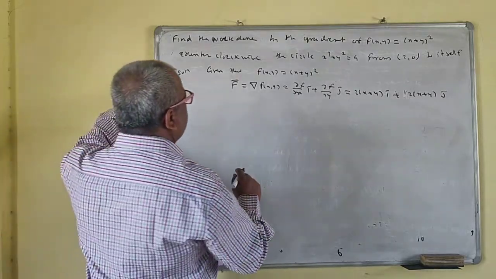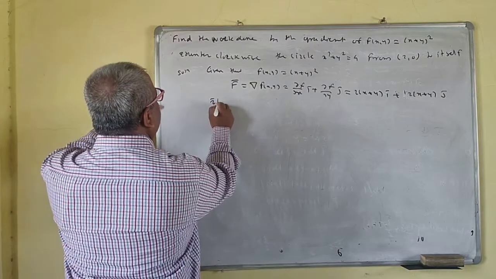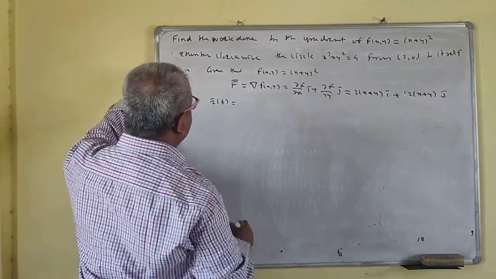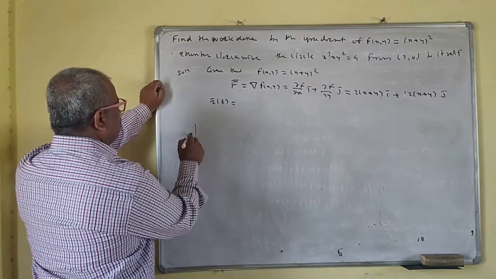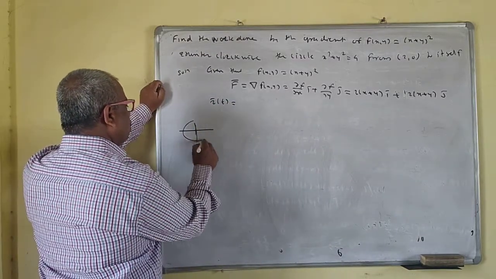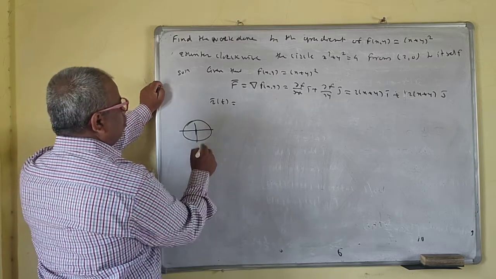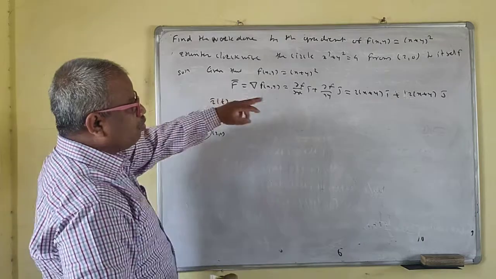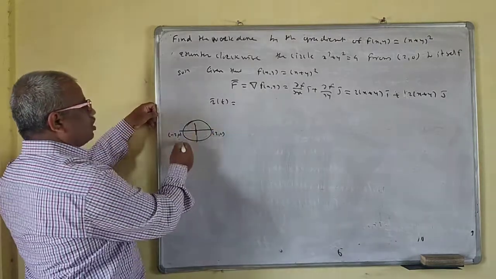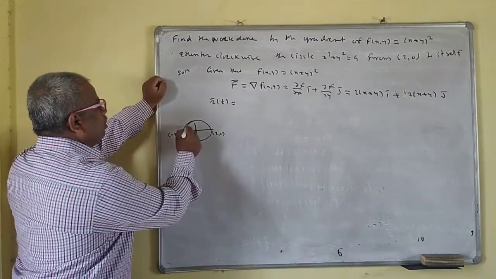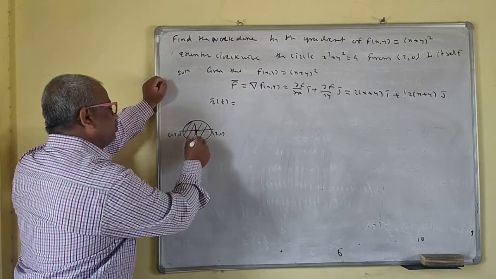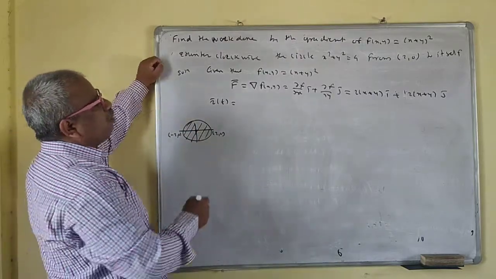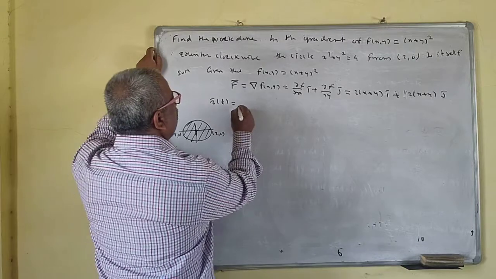Okay. So r bar of t, see what is given. So this is the circle with center at origin. So this is (2, 0), this is (minus 2, 0). And from (2, 0) to itself. That means we have to consider the whole circle.